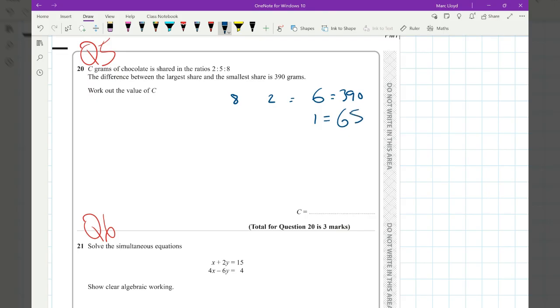We want to work out the value of what's being shared out. So 65 is going to be multiplied by all 3 of these added together, which is 15. And that means that c is 975.